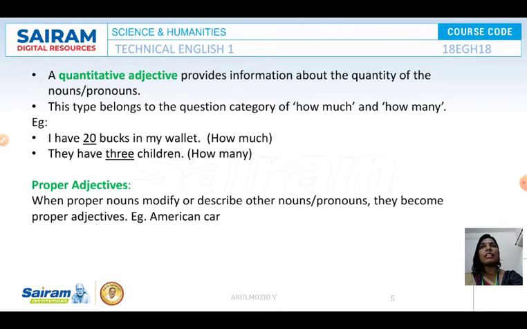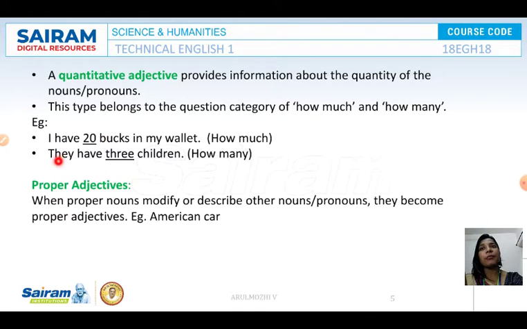What is a quantitative adjective? Quantitative adjective provides information about the quantity of a noun or a pronoun. Usually quantitative adjective answers the question how many or how much. Take for the example, I have 20 bucks in my wallet. So here bucks is a noun and 20 describes the quantity of the bucks. So it is quantitative adjective.